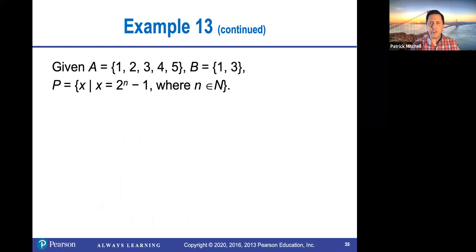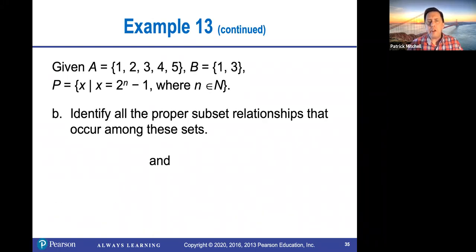And then for proper subset relationships, well, we could use the same two interesting ones from part A. B is a proper subset of A. B is also a proper subset of P, okay? But this time we're not going to use A as a subset of A, B is a subset of B, P is a subset of P, because those are not proper subsets.